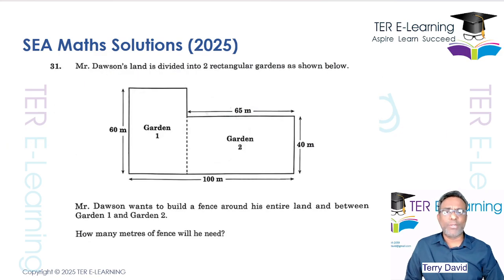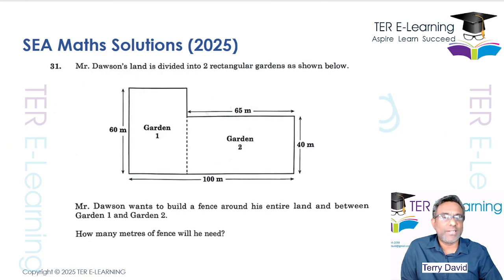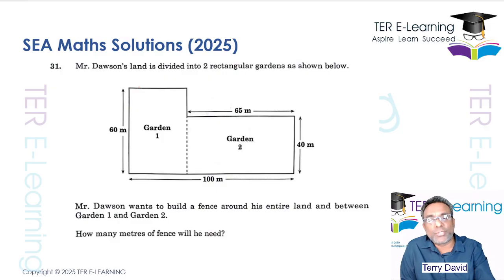For this next one here, 31, Mr. Dawson's land is divided into 2 rectangular gardens. He wants to build a fence, and how many meters will he need? So basically, they're trying to ask us to work out the perimeter. That's all they're really asking us for here. So let's make sure we have all the dimensions.